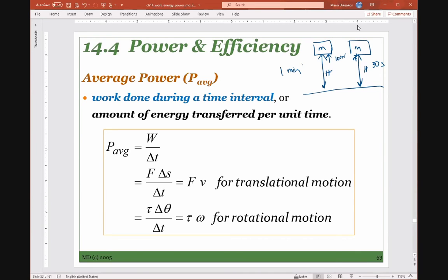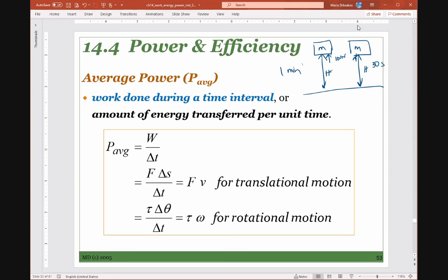You have 100 Newton force. The object is displaced at distance h, displacement h. In both cases, the work done is exactly the same. 100 newtons, let's say h is 10 meters. That's 1,000 Newton meters in both cases. What is different is the amount of time it takes to do that work, the amount of time it takes to lift that box. In one case, it takes 1 minute. In another case, it takes 30 seconds. So the power involved in the first case is less than the power involved in the second case.